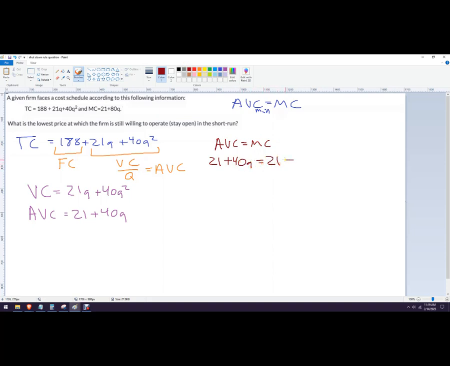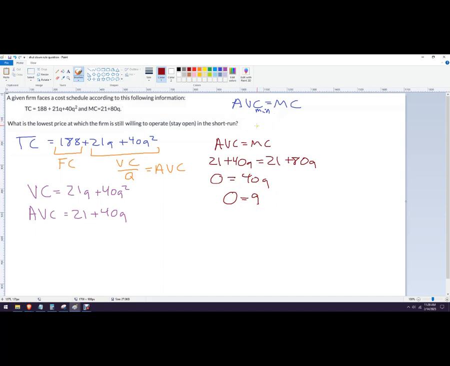equals 21 plus 80Q. And now if I solve for Q, this gives us the quantity where this happens. Okay, so once I find that quantity, whatever the price is at that quantity, that's the answer. Okay, that's the minimum shutdown price. So 21 minus 21 turns into 0. 40 minus 80 turns into negative 40Q. And then Q, divide both sides by 40, Q is 0. So this actually happens at a zero quantity.